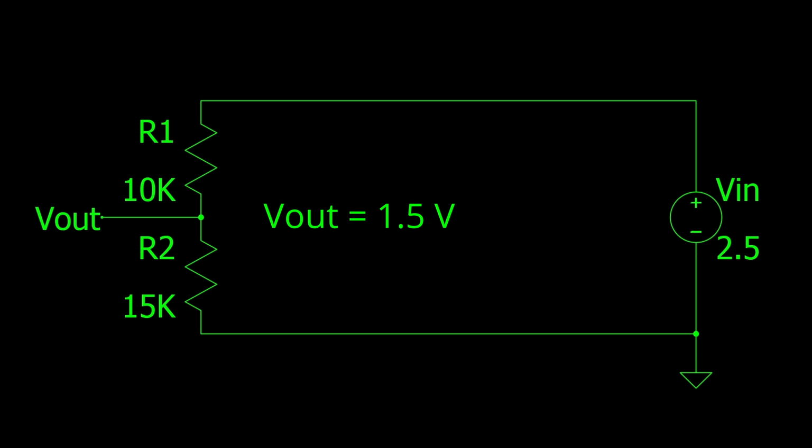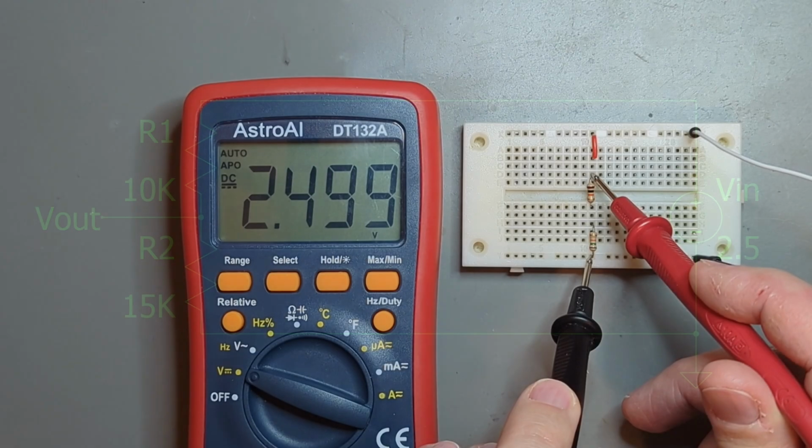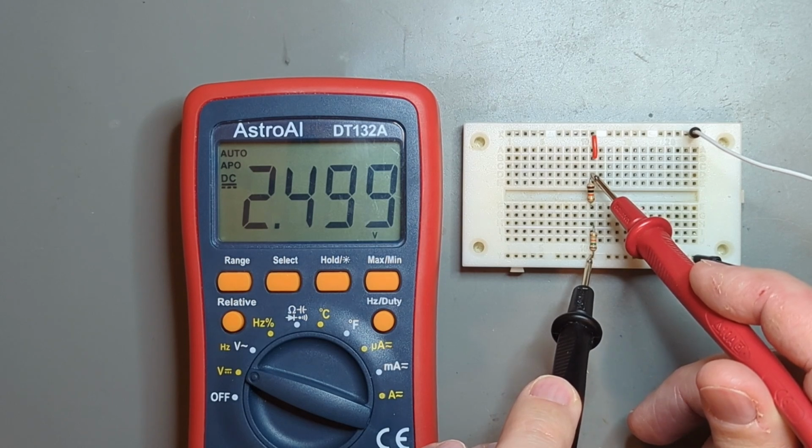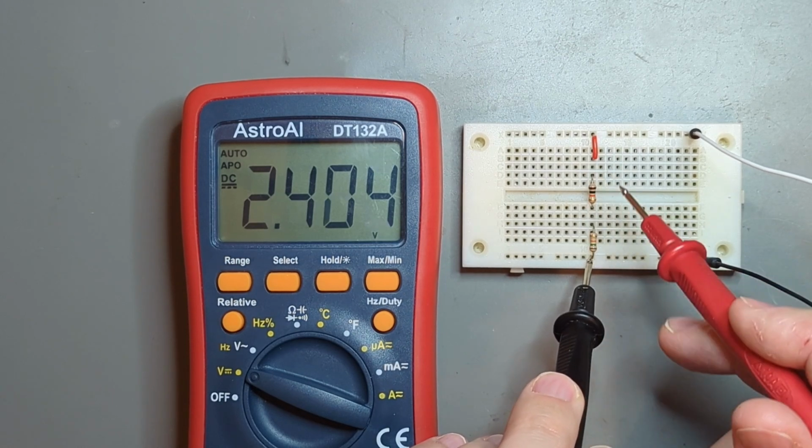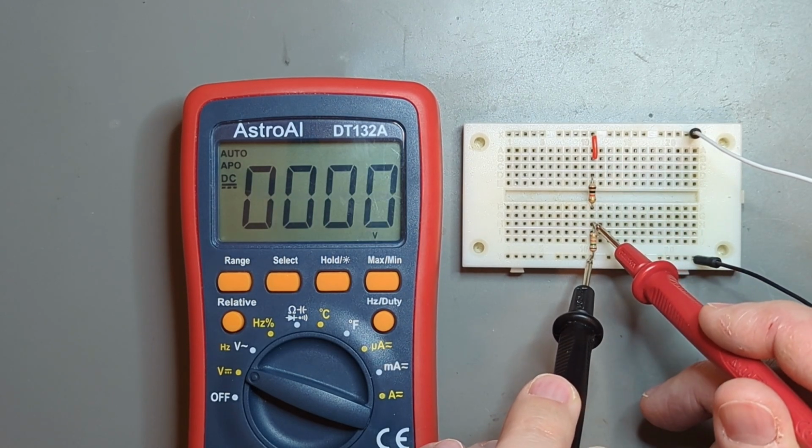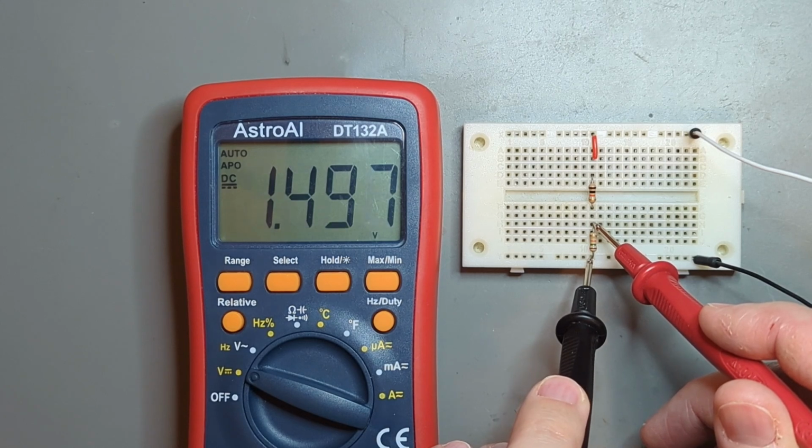Let's check that this really works. I put 2.5 volts across the pair of resistors, and you can see that across the 15K resistor there's 1.5 volts, and that's exactly what our simulation and equation predicted.